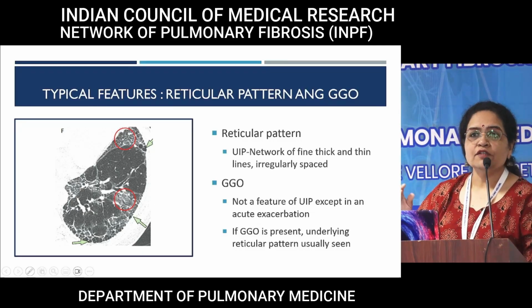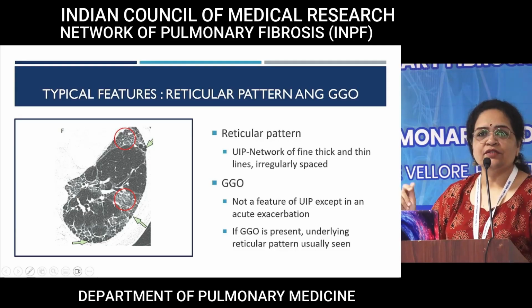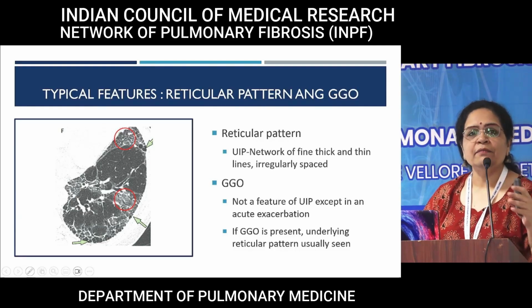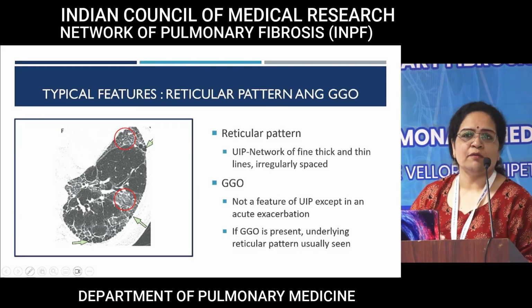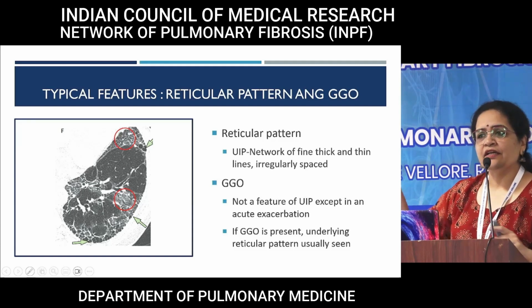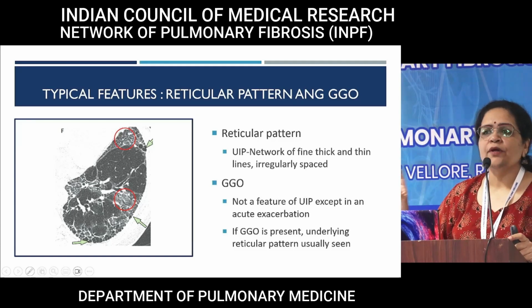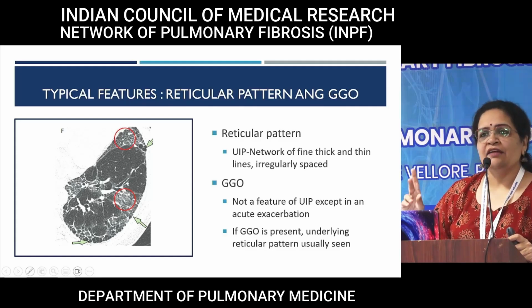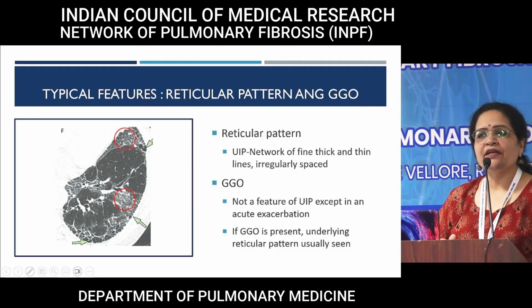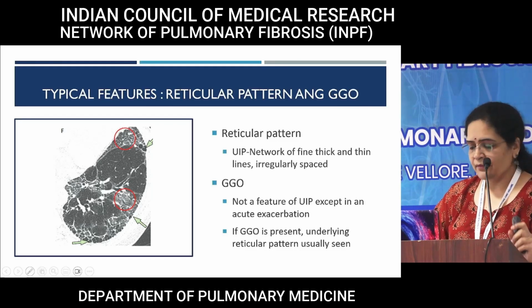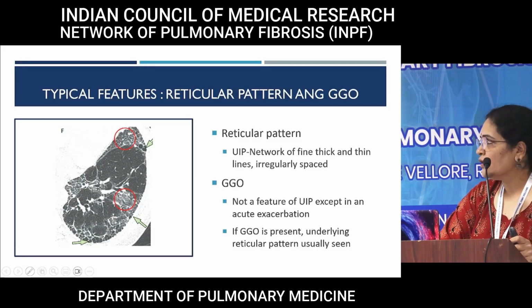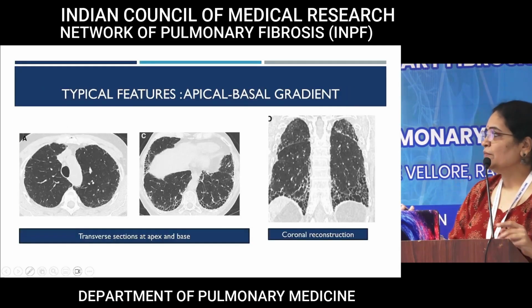We used to talk of the so-called Hamman-Rich syndrome earlier, which was AIP. It used to be lumped under IPF. Dr. Christopher spoke about it. Now it's a distinct entity. So you usually see it superimposed on a UIP pattern. And when you see GGOs in a UIP, it's an acute flare. Okay? So this is something you need to know.